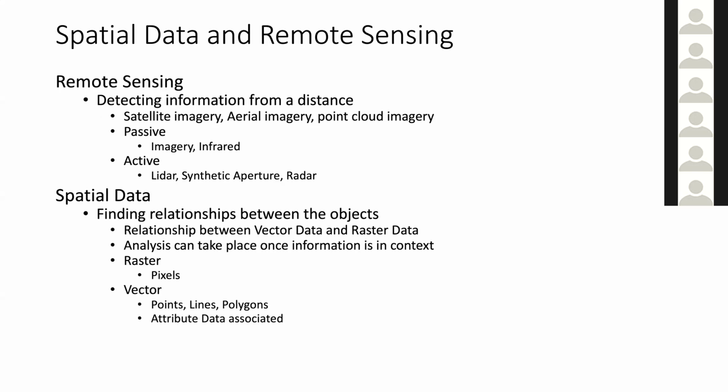As far as remote sensing, I don't like over-defining things, but it's basically detecting information from a distance. So you have things like satellite imagery, aerial imagery, and point cloud imagery. Point cloud imagery would be something like a self-driving car, where you have LiDAR, which is millions of different lasers going out and determining how far different objects are from the origin point.